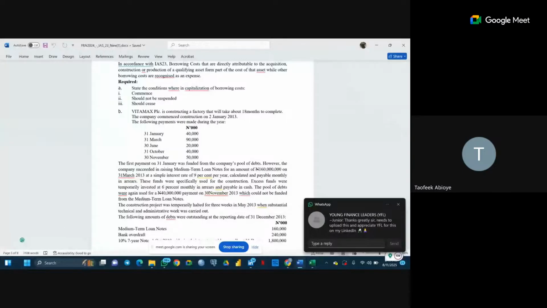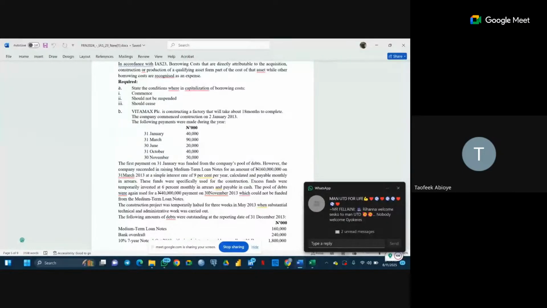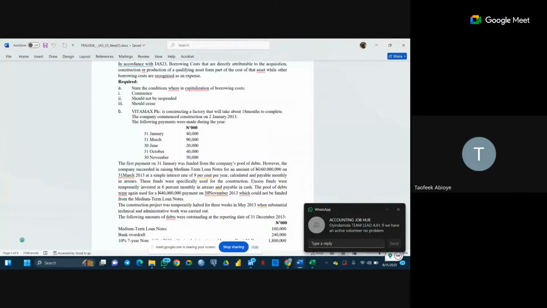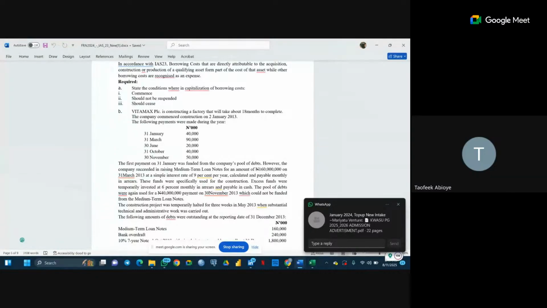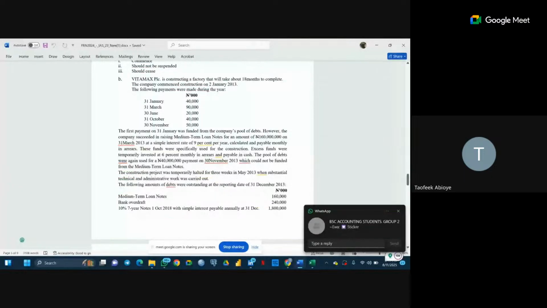However, the company succeeded in raising medium-term loan notes for an amount of 160 million on 31st March 2013 at a simple interest rate of 9% per year, calculated and payable monthly in arrears. These funds were specifically used for the construction. Excess funds were temporarily invested at 6% monthly in arrears and payable in cash. The pool of debt was again used for a 40 million payment on 30 November, which could be funded from the medium-term loan note. The construction project was temporarily halted for 3 weeks in May 2013, where substantial technical and administrative work was carried out.